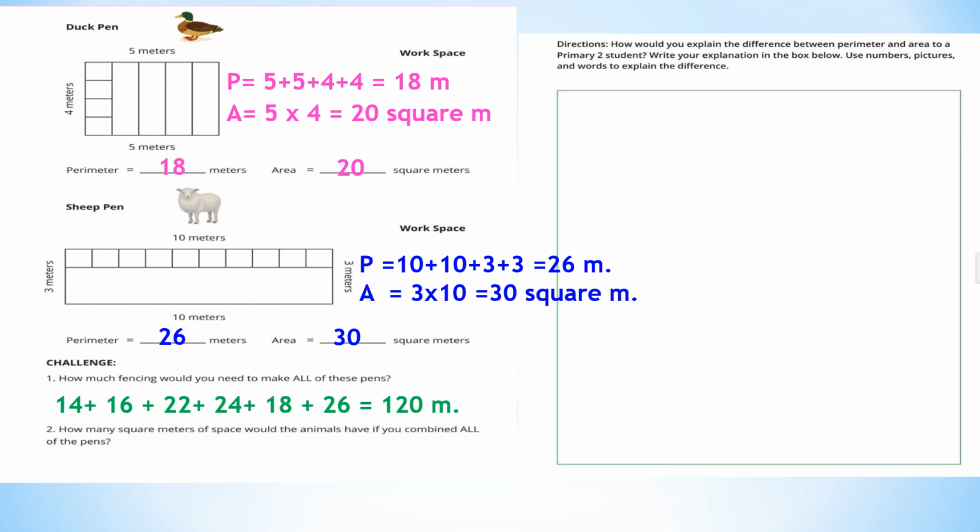Number 2, how many square meters of space would the animals have if you combined all of them? Here I wanted to find the space of animals, the space I will put animals inside. So I wanted to find the total area.